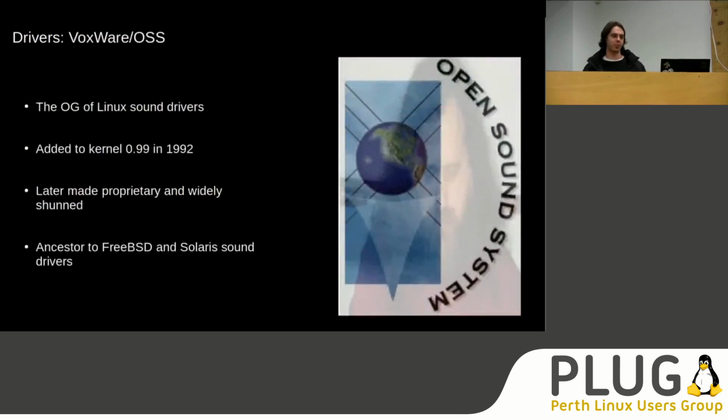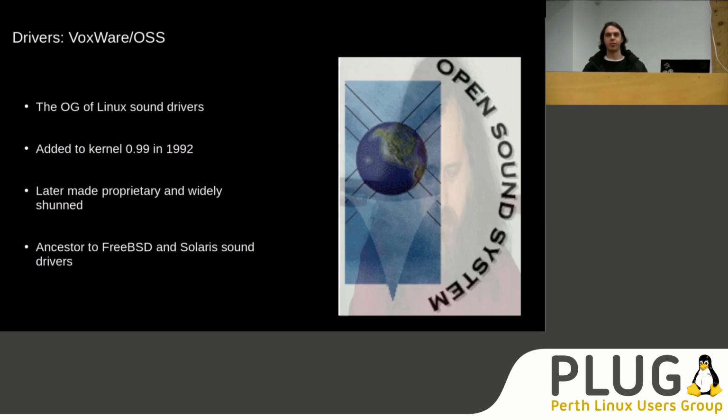The oldest audio drivers for Linux were originally Voxware and later OSS, Open Sound System. These were added to the kernel early on, in 0.99 in 1992. OSS was very POSIX compliant. Everything was done through file reading and writing. Some people didn't like that, not very ergonomic.